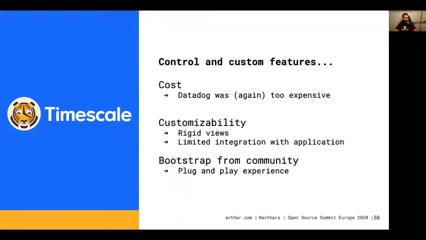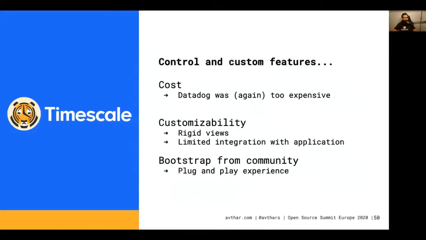The second one was customizability. They found that even with an all-in-one solution like Datadog, it wasn't possible to get the exact views that they wanted of their data. They also wanted a more integrated solution where they could do things like linking with their internal identifiers. And they felt that they'd be more comfortable doing this with open source software and building their own system.